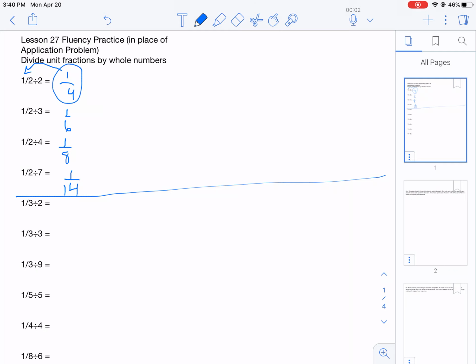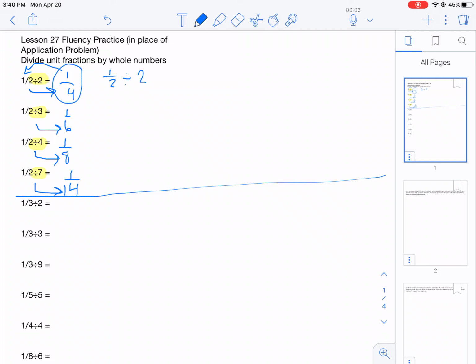Good. What I was looking for you to see is the correlation between these two numbers, that denominator and the second factor. So look here. 2 times 2 is 4. 2 times 3 is 6. 2 times 4 is 8. And 2 times 7 is 14. So what we did here was we took 1/2 divided by 2.